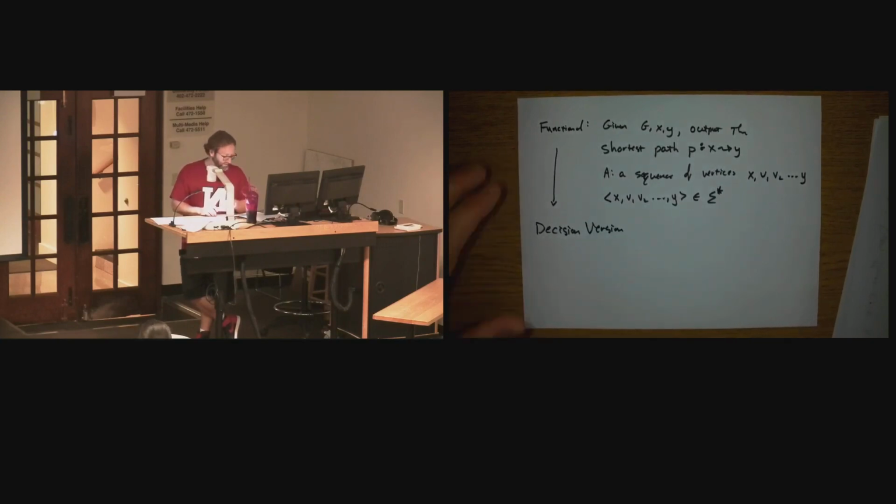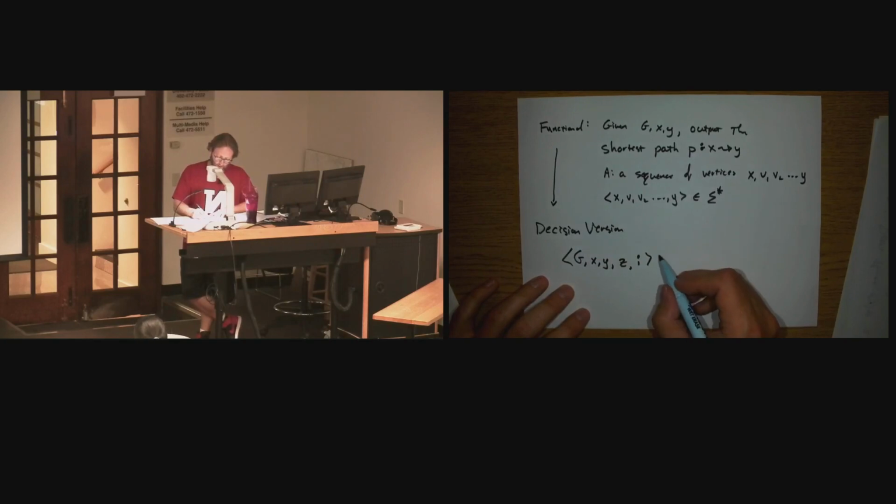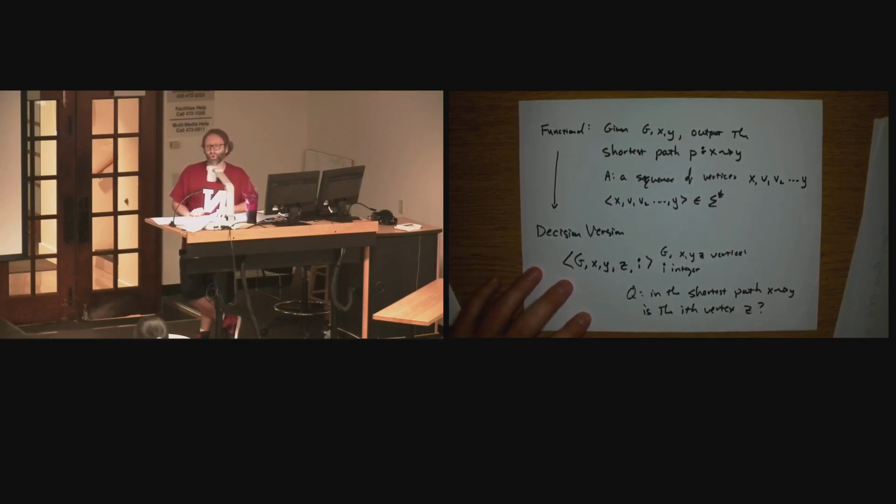Right? I can ask a different question. Here's the functional version, so taking a functional version into a decision version, you can encode the graph G, X, Y, Z, and I. This is an encoding of G, X, Y, and Z are vertices. Of course, G is still a graph. And I is an integer. And the question now becomes, in the shortest path from X to Y, is the ith vertex Z? And now it's a yes or no question, right?